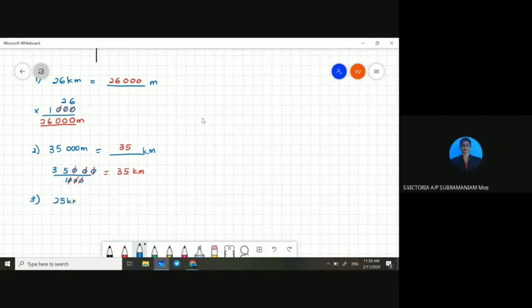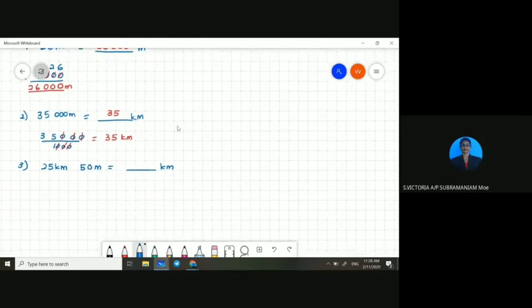25 kilometer and 50 meter. Okay, so we need to convert to kilometer. How to convert this to kilometer? What you should do? This is already in kilometer, so you need to convert this 50 meter to kilometer. Then we have to add, right?